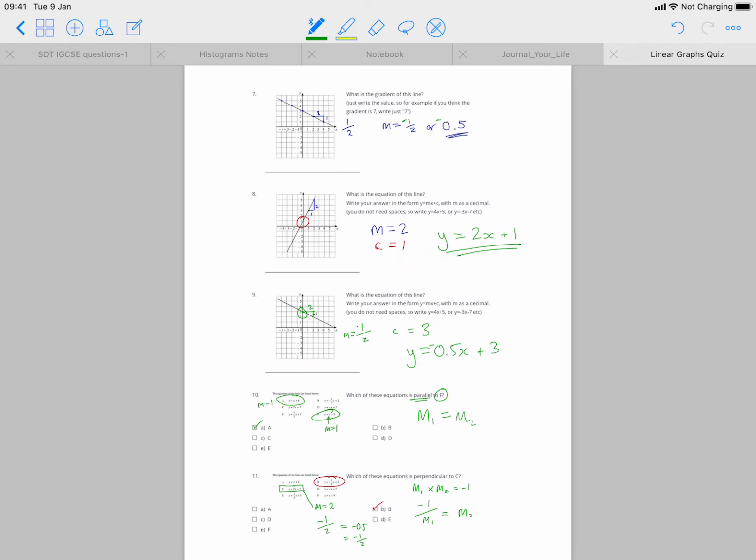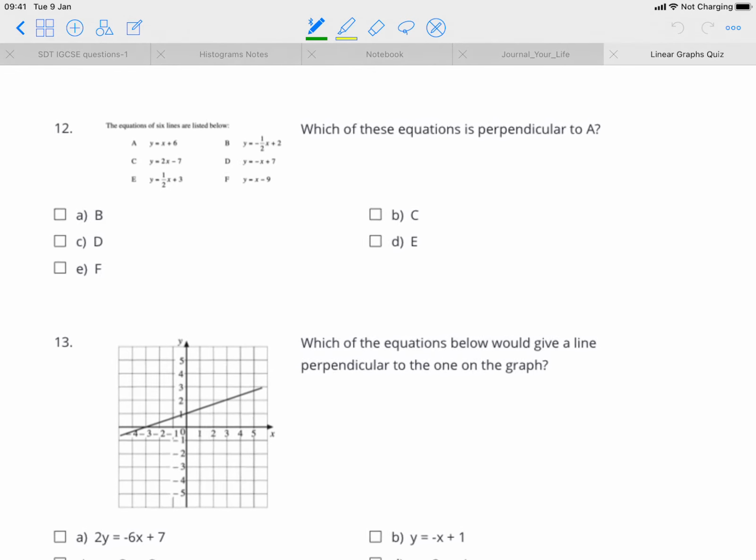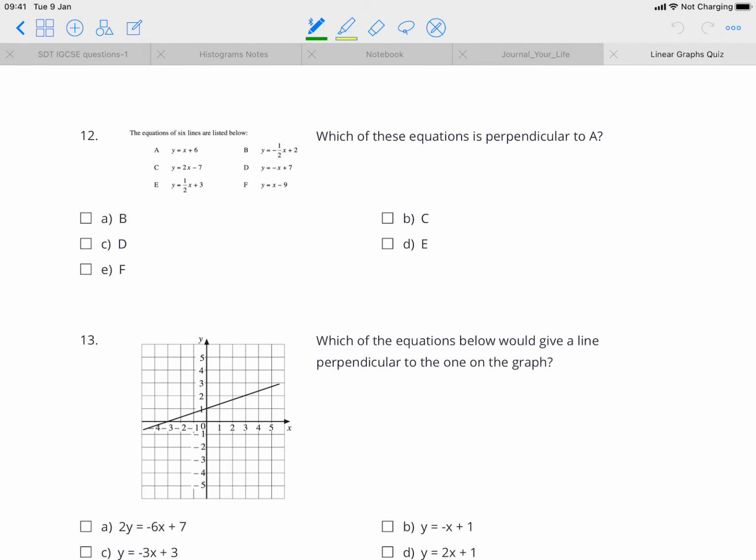No problem. Right. Question 12. Which of these lines is perpendicular to A? A, of course, is this one here. The gradient is 1. So if we say negative 1 divided by 1, of course, it's just negative 1. So we're looking for a gradient of negative 1. And we can see that that is D.